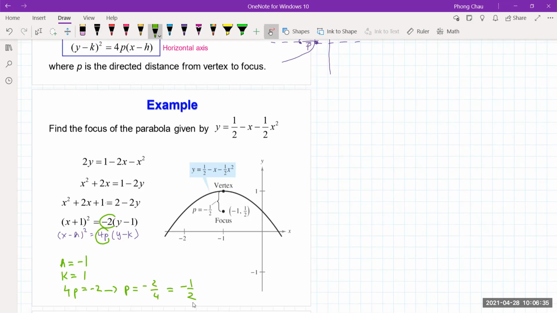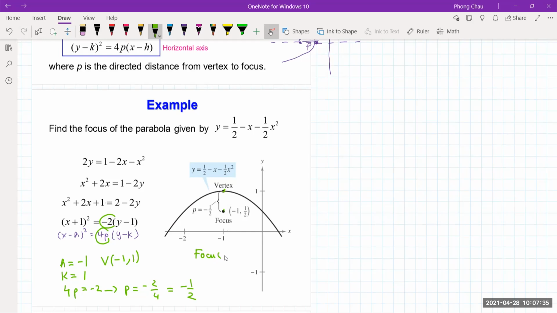From here, I can actually tell you the vertex and focus, and even how to graph it. You start with the vertex. The vertex is negative 1, 1. That's where the vertex is. So locate the vertex. When you locate the vertex, the p-value will tell you the location of the focus. Again, p is the directed distance from vertex to the focus. Since p is negative 1/2, the focus will be lying half a unit below the vertex. So from here, you go half a unit below. If the vertex is (negative 1, 1), the focus is (negative 1, positive 1/2). So that's how I locate the focus.